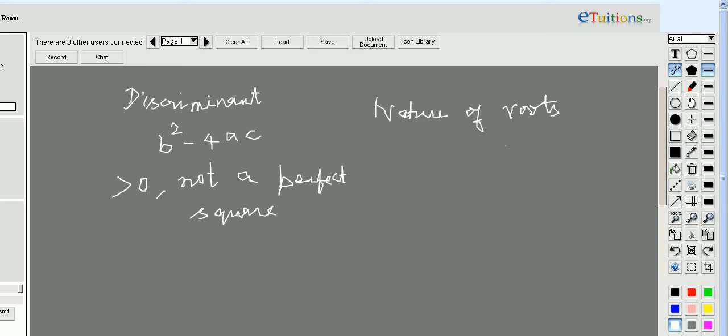this is the first case. Then in this case the roots are real, unequal and irrational.